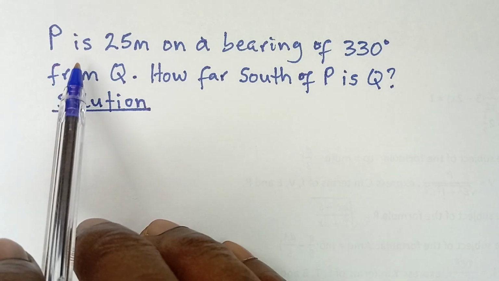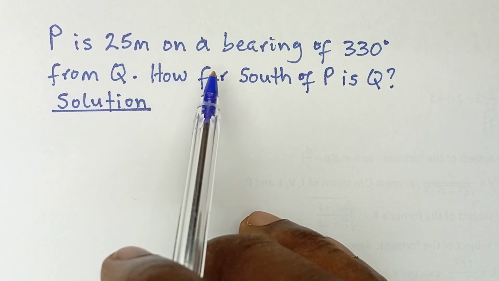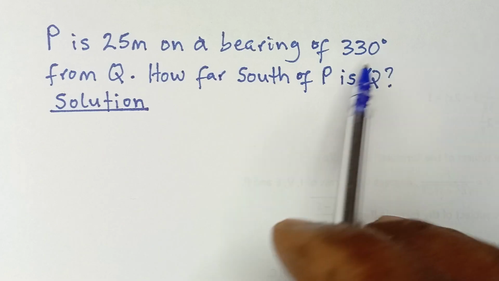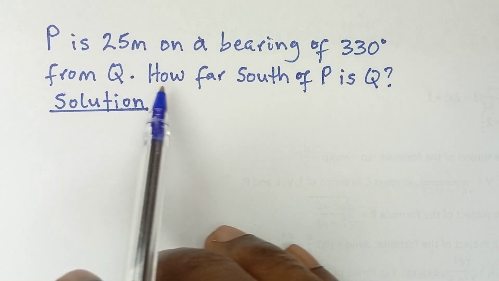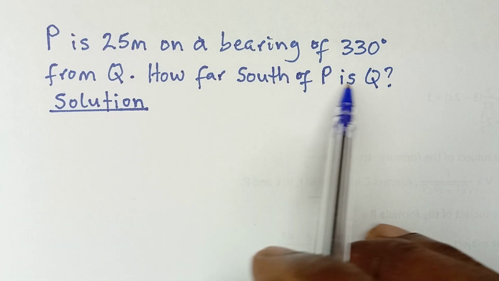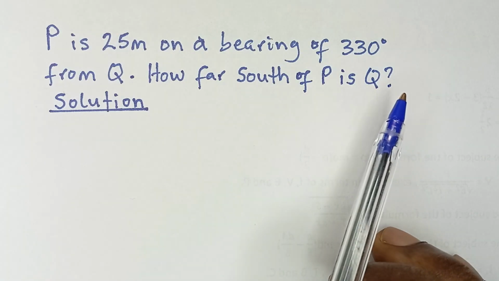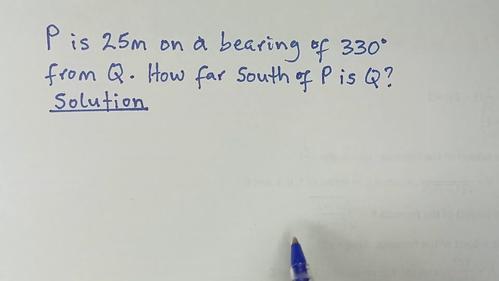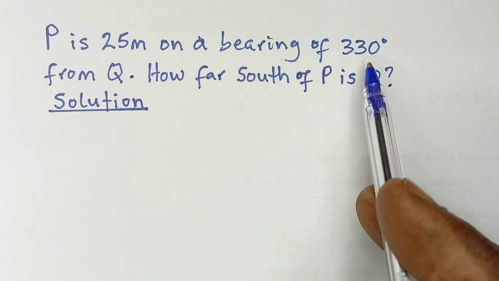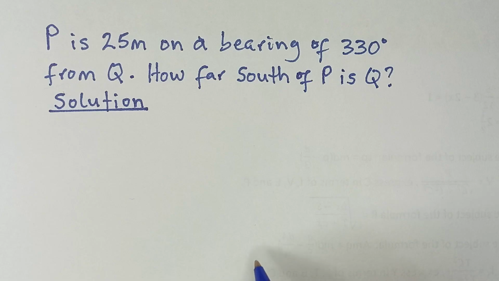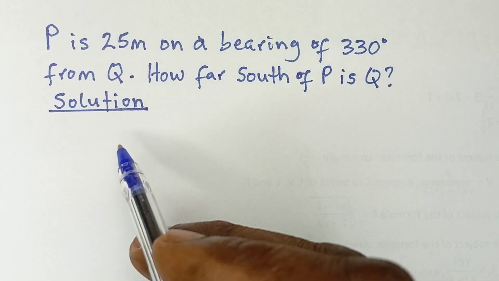The question here says P is 25 meters on a bearing of 330 degrees from Q. How far south of P is Q? Now for us to do this, we have to take note of the points that our line will move to. If we look at the cardinal point, the angle 330 is on the northwest side. So that means our line will be going in this direction.